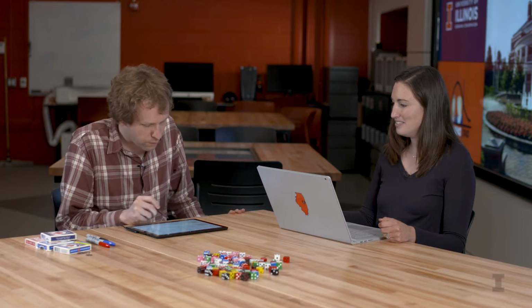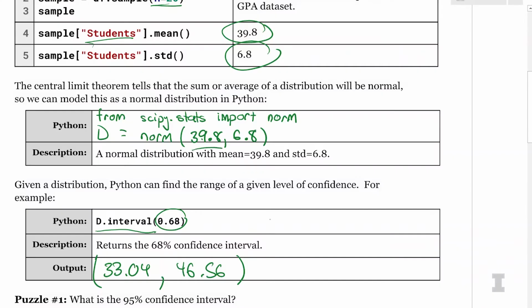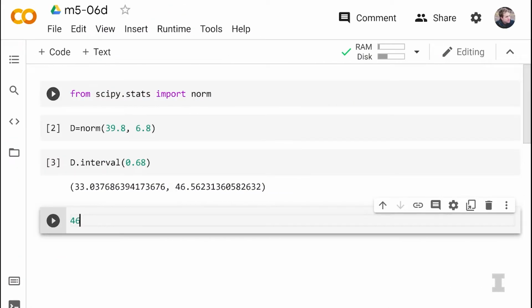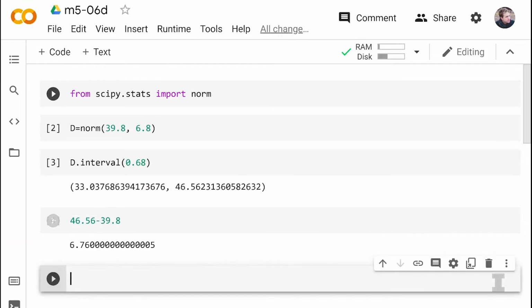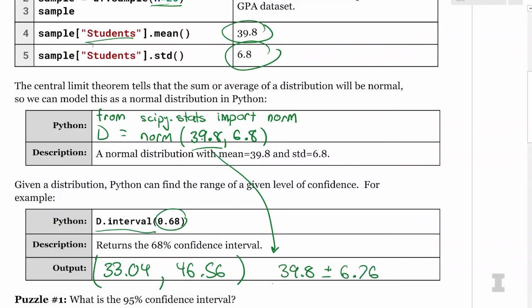So if I want to find the plus or minus here, I would need to take the mean value, 39.8, and let's do the top range. So 46.56 minus 39.8. And what do we get? Let's see. 46.56 minus 39.8 gives me 6.76. So this confidence interval is 39.8 plus or minus 6.76, or we can talk about the whole range, which is 33.04 to 46.56.